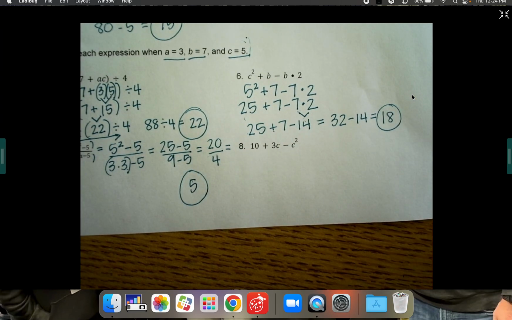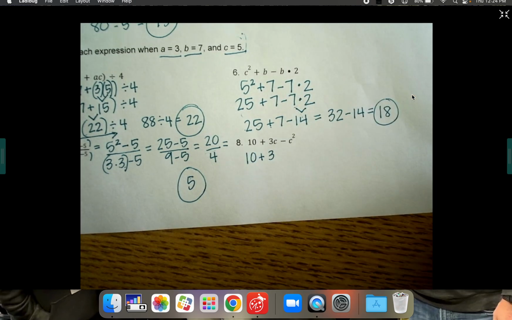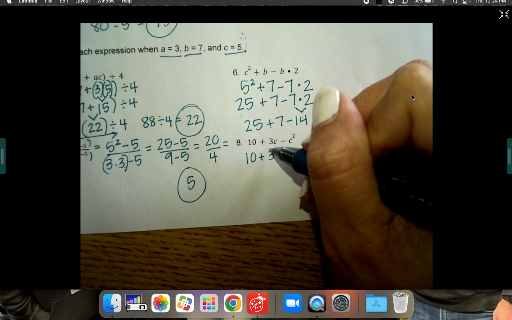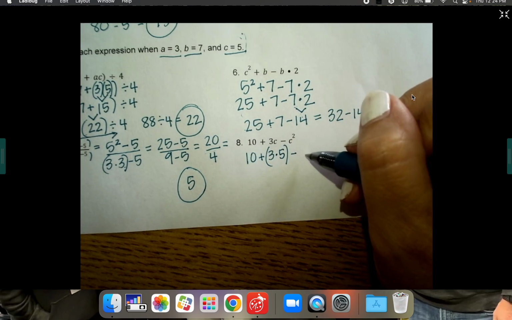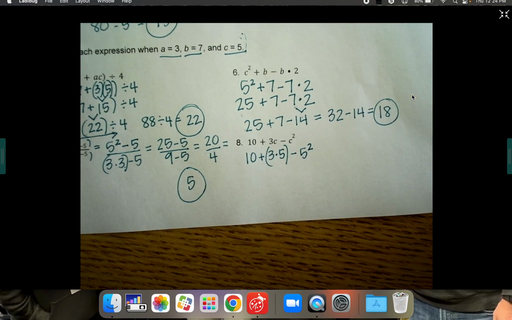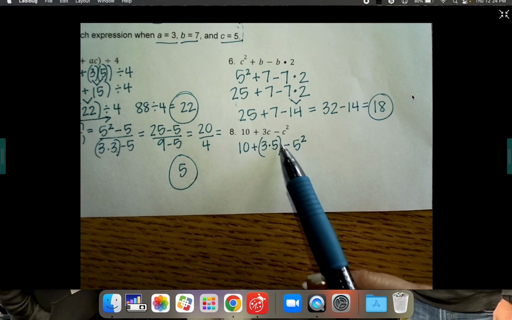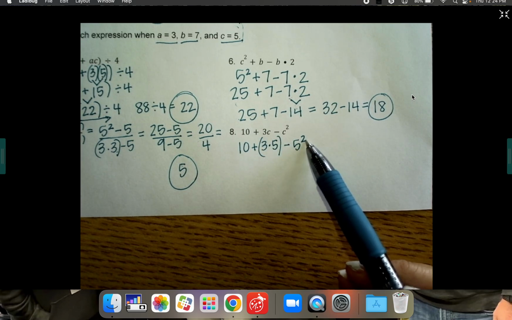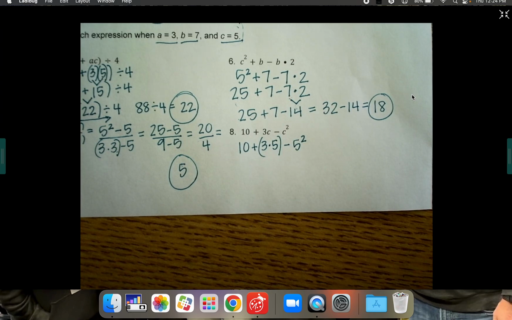All right, last one. 10 plus 3 squished up against c, which means multiplied. You can put them in parentheses if you want. They're grouped. They're being multiplied. Minus c, which again is 5, squared. Okay. I put parentheses around here because it's grouped, but technically it wasn't grouped to begin with, so I would still do your exponent first. In this particular case, it's not going to matter. It's not going to change the answer.